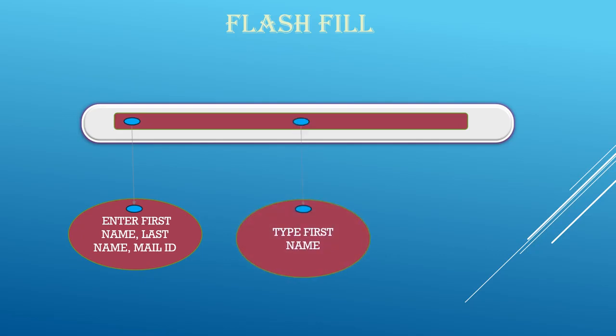Next we'll see flash fill. Flash fill has 3 steps. First, in the first column you have to type the first name, last name and the mail ID. You have to assign it. After that, in the second column you have to type only the first name. Then the third step: if you press Ctrl plus E, everything will automatically fill right there itself. That is called flash fill.